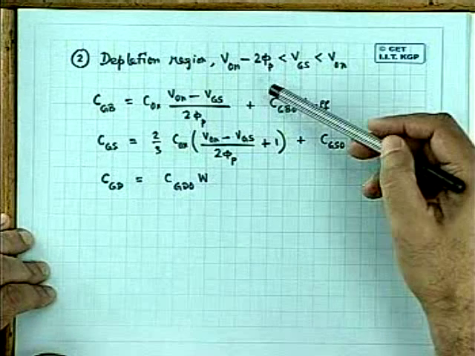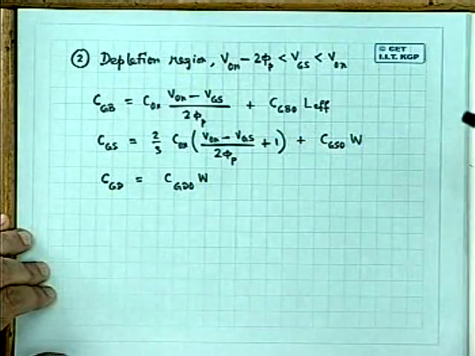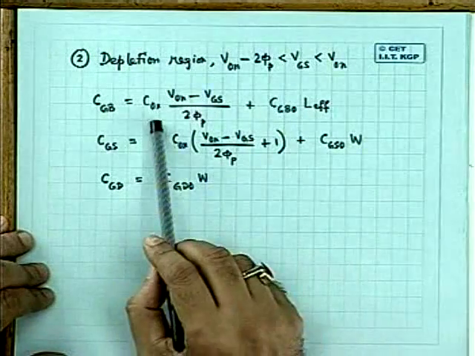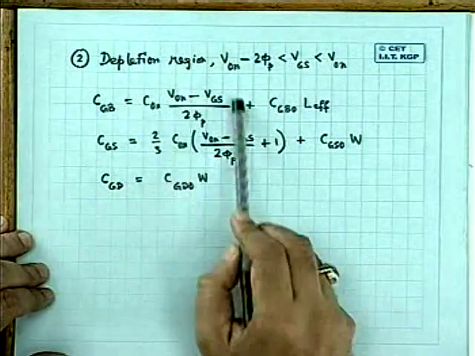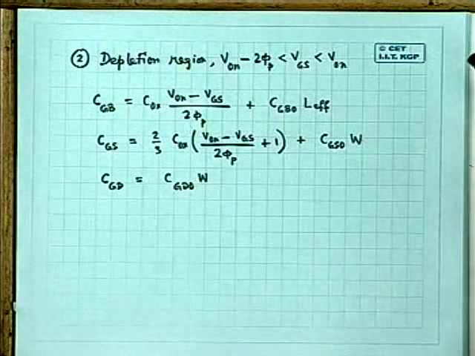You note that here, for the depletion region, the CGB expression has been modified. Earlier it was COX plus this. Now it is COX multiplied by this. What can you tell me, what is this? What is the significance of this?